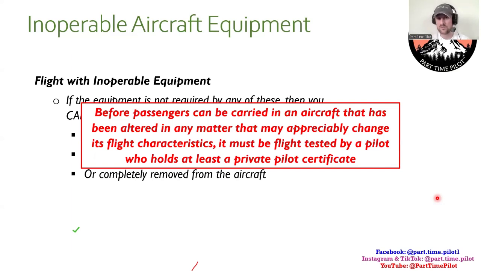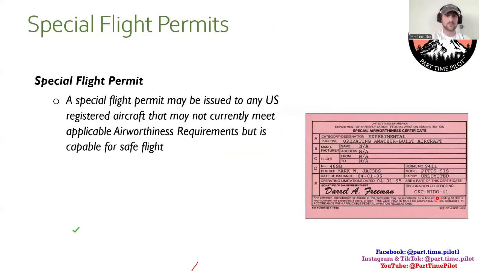So in this one, we talk about may appreciably change the flight characteristics. A lot of the equipment wouldn't do that, right? Like an airspeed indicator wouldn't change the flight characteristics. But this is kind of along the lines of maintenance and things like that, so I decided to put it in here. It's something you might get asked on an exam or something like that.